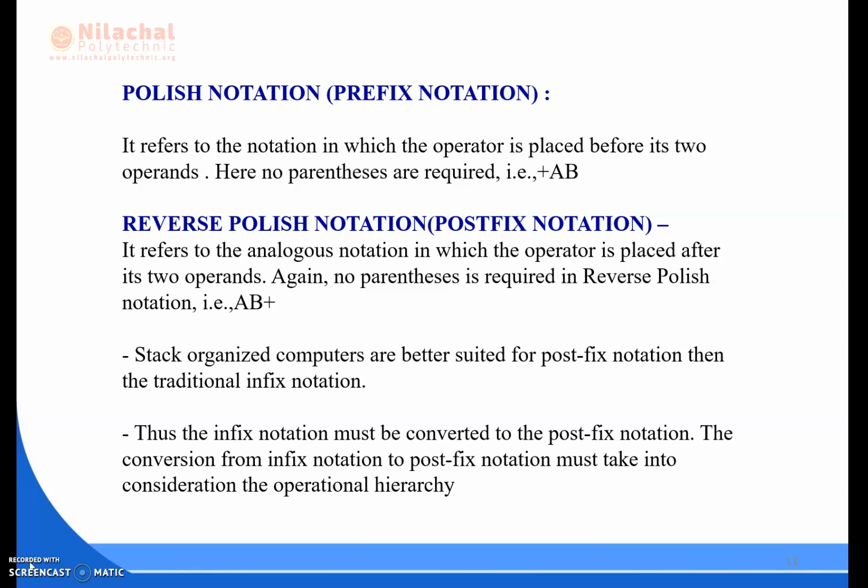The stack organized computers are better suited for postfix notation than the traditional infix notation. Thus, the infix notation must be converted to postfix notation. The conversion from infix notation to postfix notation must take into consideration the operational hierarchy.